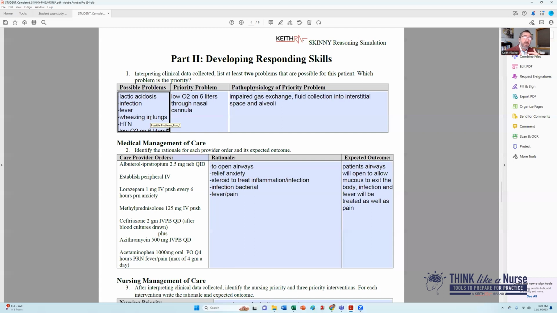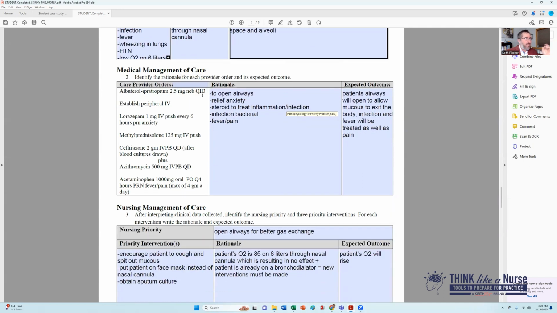I would want her to recognize pneumonia or some form of respiratory infection causing respiratory distress, though she did get a sense of the priority problem here, needing more oxygen and what that looks like, but not having a clear path of what the problem is. You can see that with medical management. You can see the responses here and the expected outcome.